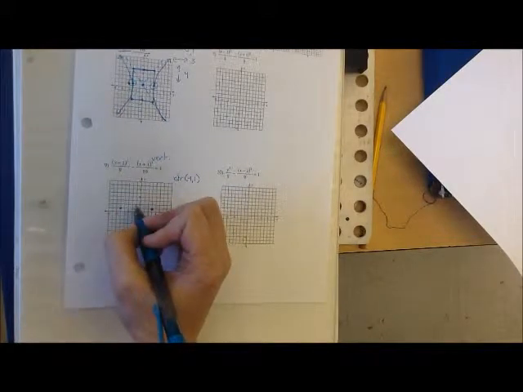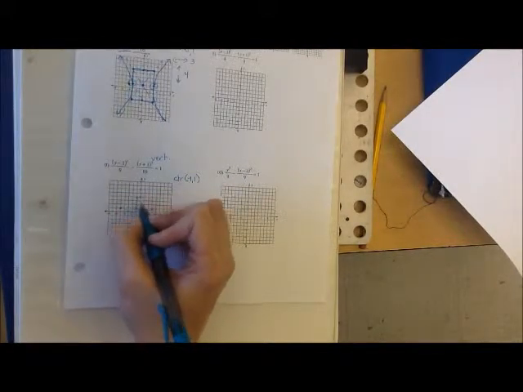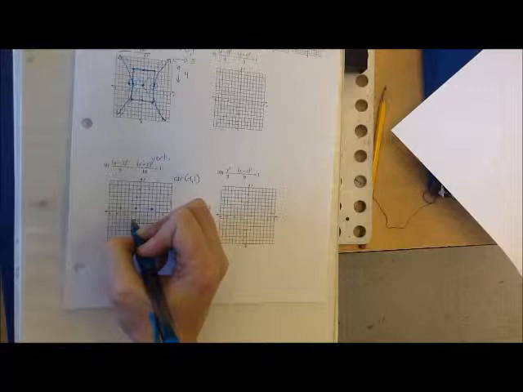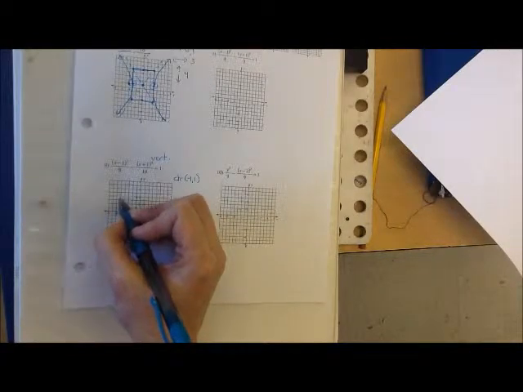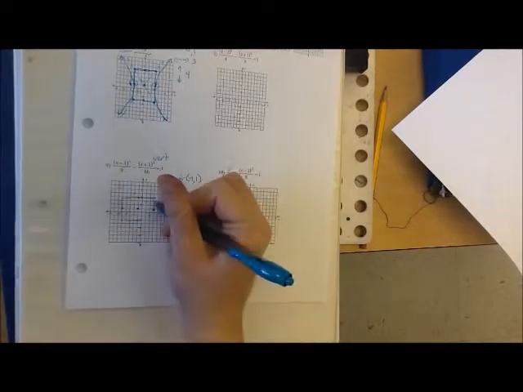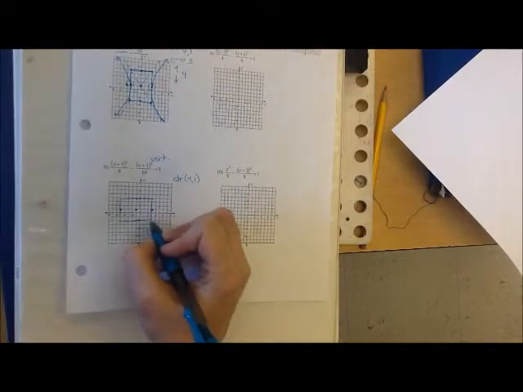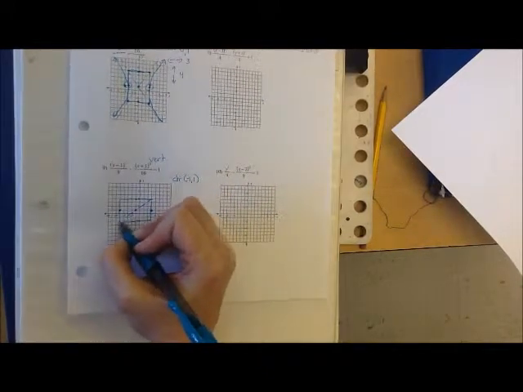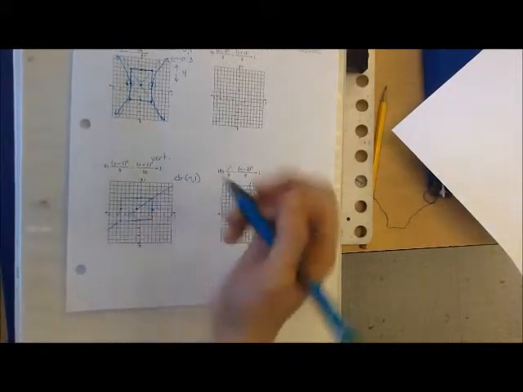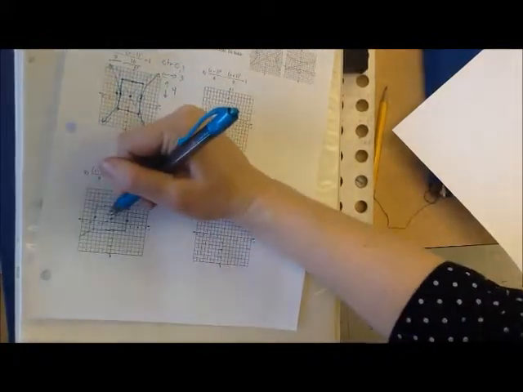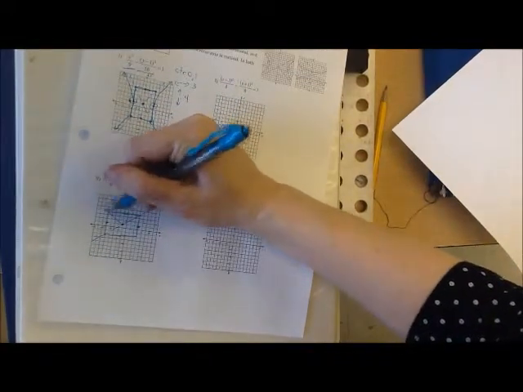And up and down 3. Draw the box. Draw the asymptotes. I usually draw them dashed. It doesn't matter. You can draw them as solid lines.